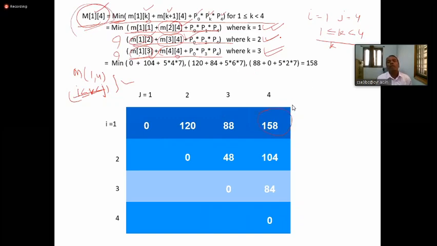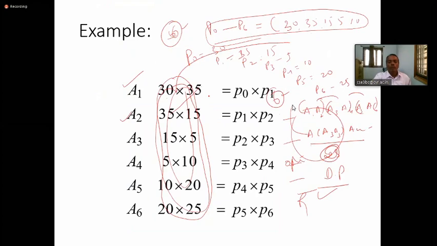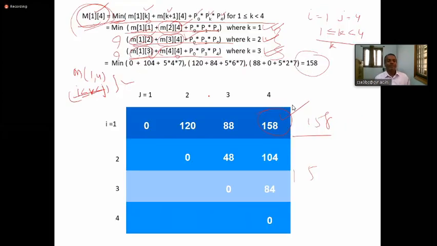Finally, if I substitute, you have to take the minimum from these three options. Minimum how much? 158. You get 158. Your answer is 158. Okay. Now from this 158, which is your answer? That is the question. How did you get this 158?